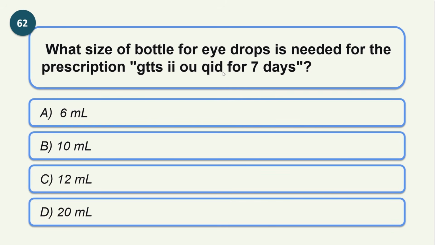Next, what size of bottle for eye drops is needed for prescription GTT 2 drops in both eyes, QID for 7 days? A. 6 mL, B. 10 mL, C. 12 mL, and D. 20 mL. Correct answer is 6 milliliters.